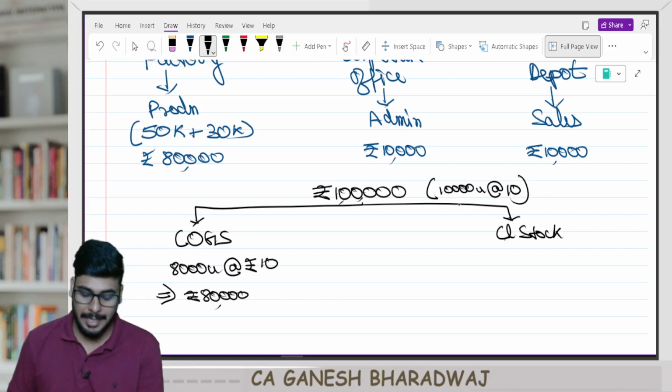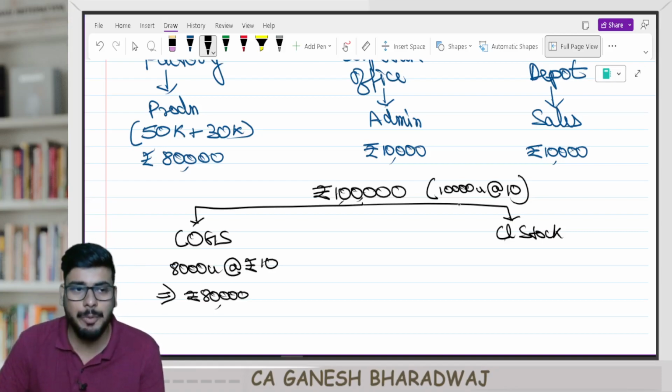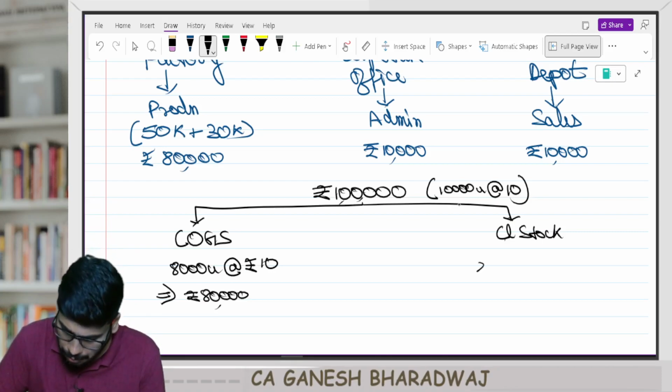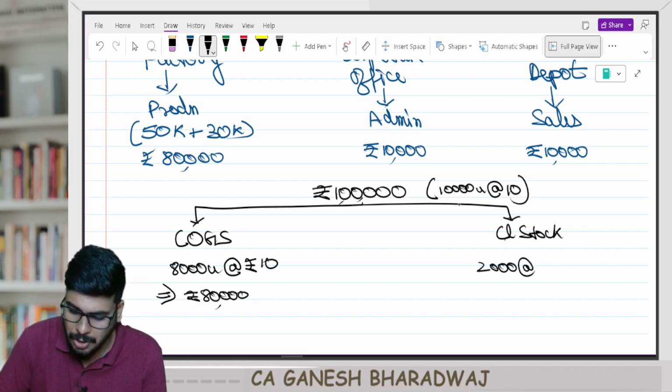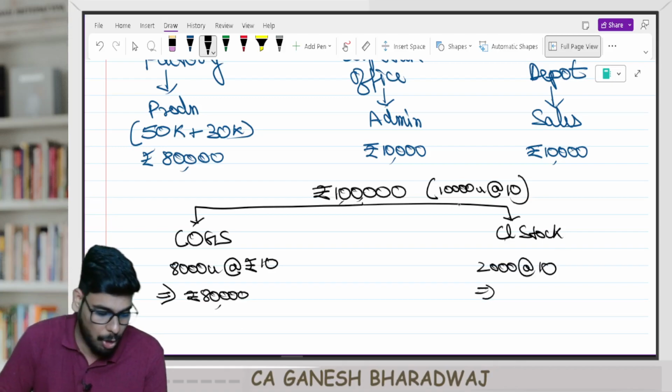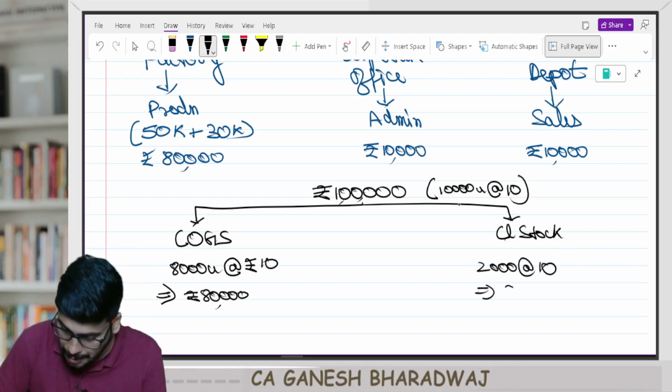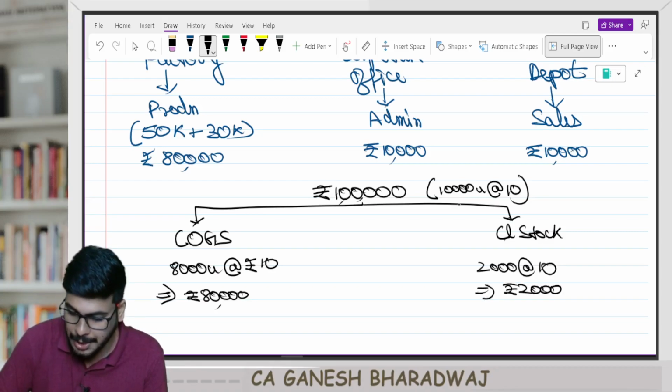And now on the other side, closing stock. How many units of closing stock are there? 2,000 units. Every unit incurs a cost of 10 rupees. So what's the value of my closing stock? Rupees 20,000. Are you clear with this?